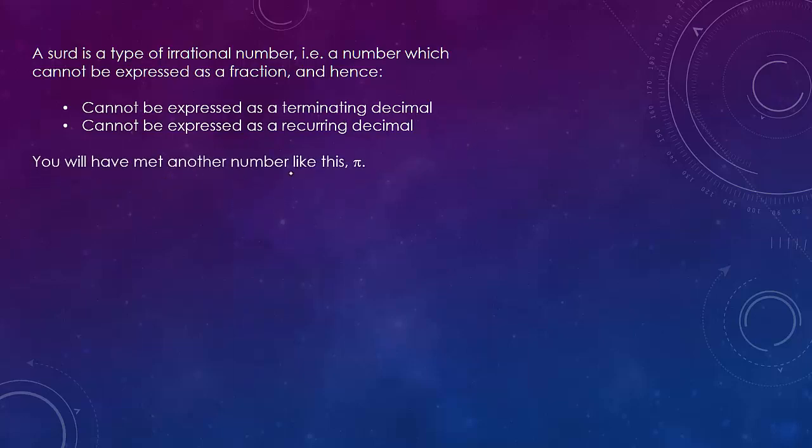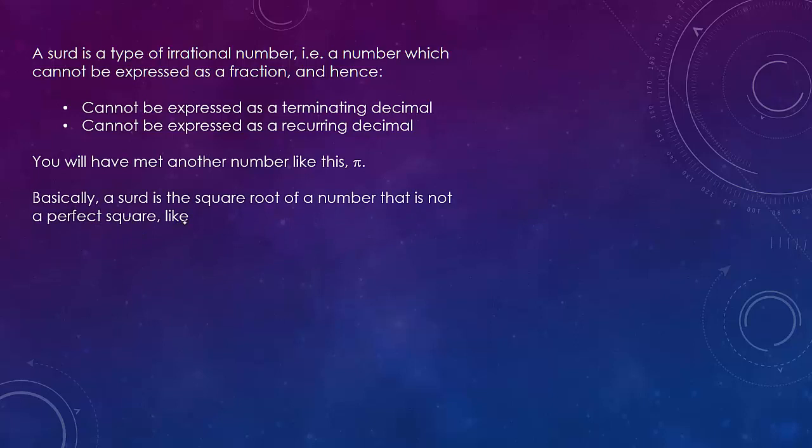You will have met another number like this, pi. When you met pi, you were probably told it was an irrational number, and it means the same thing. Pi cannot be expressed as a fraction, a terminating decimal, or a recurring decimal.